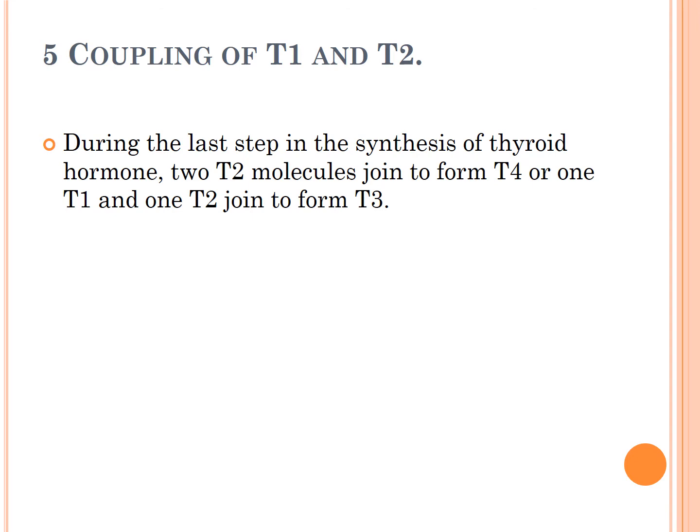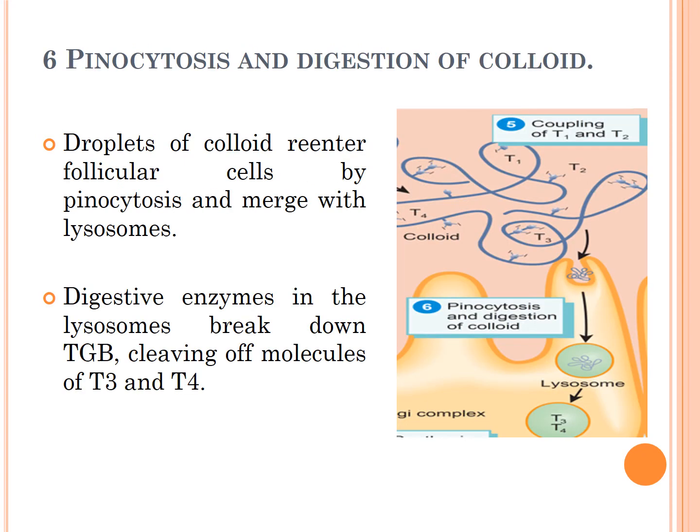Now, fifth step is coupling of T1 and T2, monoiodotyrosine and diiodotyrosine. During the last steps in the synthesis of thyroid hormones, two T2 molecules join to form T4, and one T1 and one T2 join to form T3.